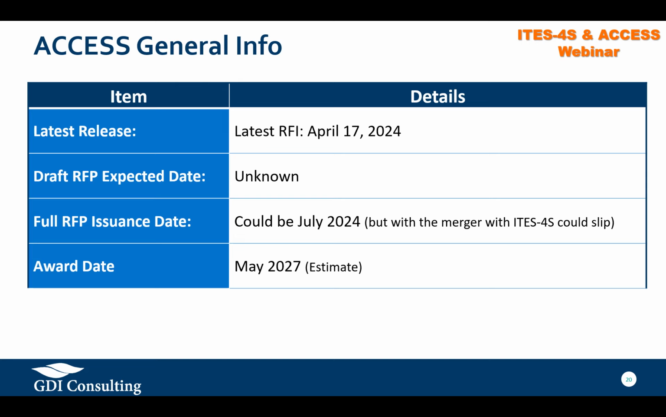In terms of the dates, latest RFI, April 17th again. So the same RFI appeared under ACCESS and ITES-4S. If you want to respond to that, you have until May 3rd. April 17th, 2024. Draft RFP is unknown. It's not clear. Full RFP, they've said maybe July 2024. But if that merger is going to go into place, I doubt it. This is going to slip. So the award date is May 2027. That's an estimate also. We'll have to see.